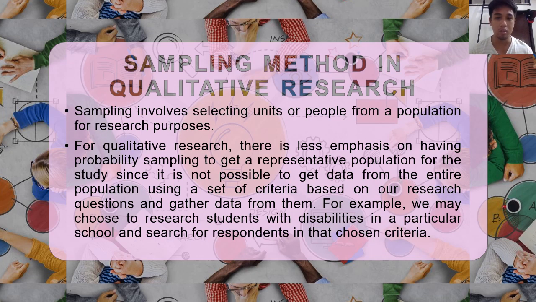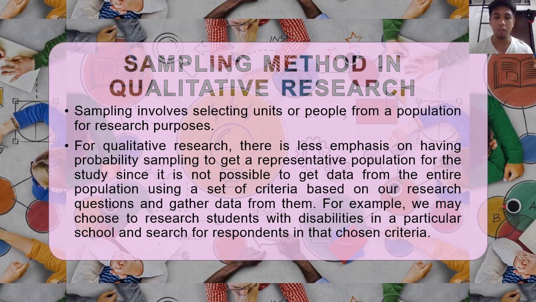For qualitative research, there is less emphasis on having probability sampling to get a representative population for the study, since it is not possible to get data from the entire population. We use a set of criteria based on our research questions and gather data from them. For example, we may choose to research students with disabilities in a particular school and search for respondents in that chosen criteria.